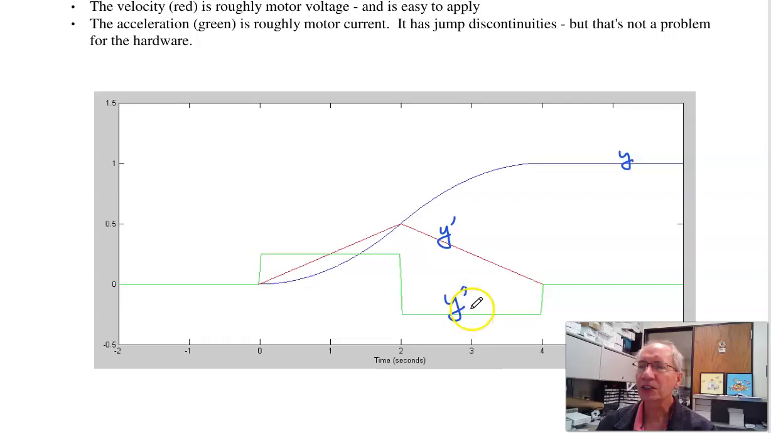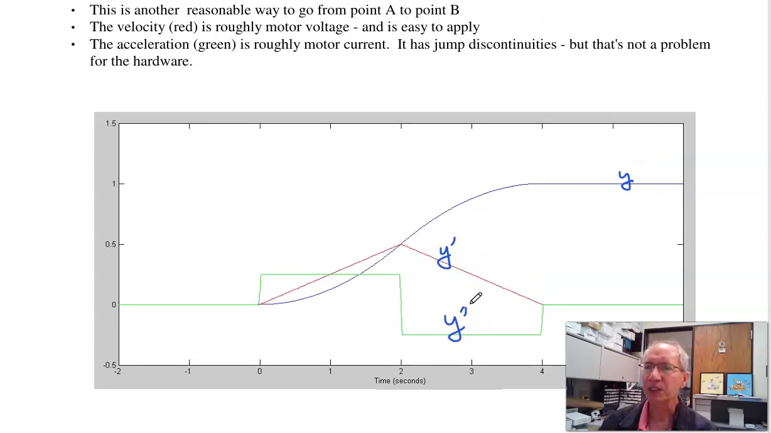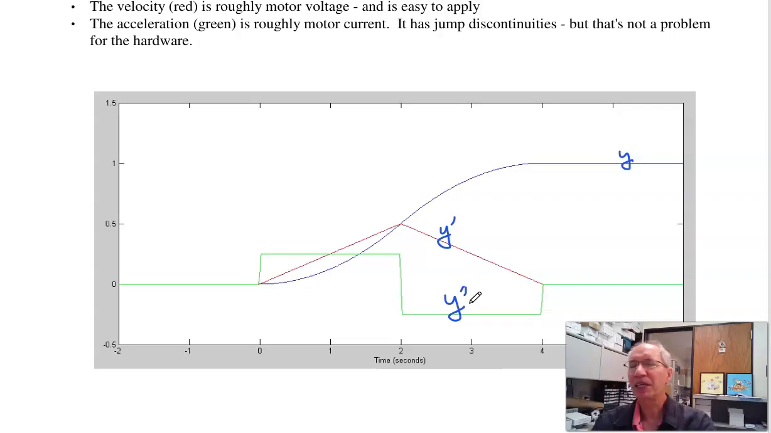When you take calculus, you learn that the derivative of a parabola is a line. The derivative of a line is a constant. So that kind of makes sense. This is parabola, line, constant. In terms of whether this is a reasonable path or not, maybe. If it's a robotic arm, yeah, not bad. The current or acceleration is a jump discontinuity, another jump discontinuity, then 0. Robotic arms don't mind that. Current amplifiers don't mind that.